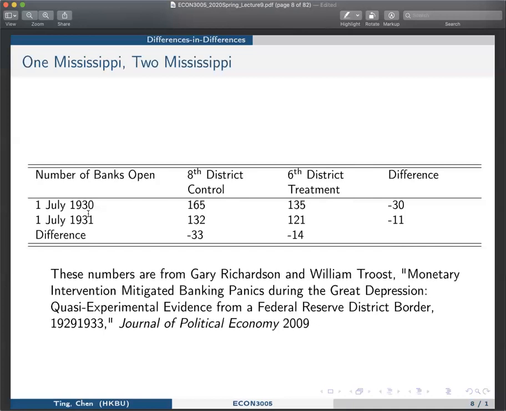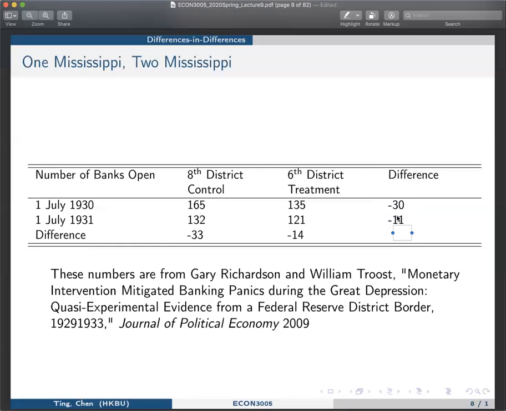If you look at the numbers in 1930, they already have a lot of difference in terms of the number of banks that they have pre-treatment. The gap is actually larger even before the crisis. Before the crisis, the gap is minus 30, and after the crisis the gap shrank a lot, because the control group originally had more banks.